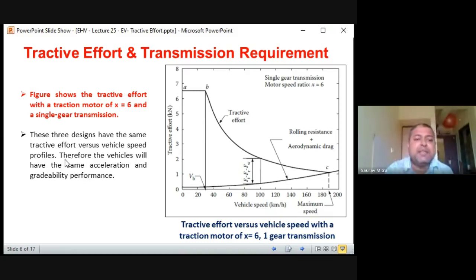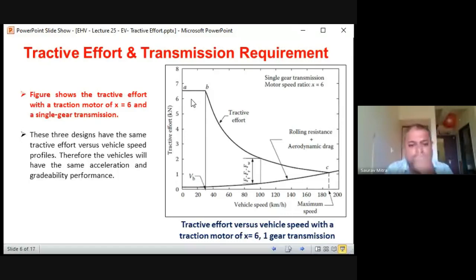So these three designs have the same tractive effort versus vehicle speed profile. Therefore, the vehicles will have the same acceleration and gradability performance. So there are three performance things that we will find: how much is the power, how much is the speed, acceleration, and how much is the gradability. In these three diagrams, you are finding that this is x is equal to 6 and one gear transmission, because there is only one flat region. This flat region is actually the constant torque region.